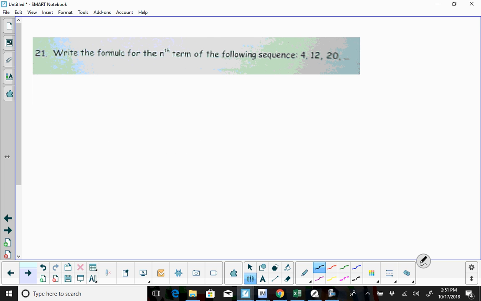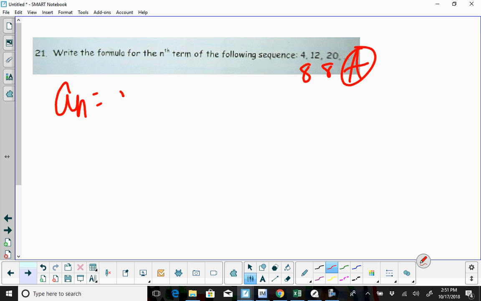All right, arithmetic and geometric sequences. Remember, these formulas will be on the board for you tomorrow whenever you take your test. So we're going to start with figuring out, is it arithmetic or geometric? If I do 12 minus 4, I get 8. 20 minus 12 also gives me 8, so that tells me it is arithmetic.